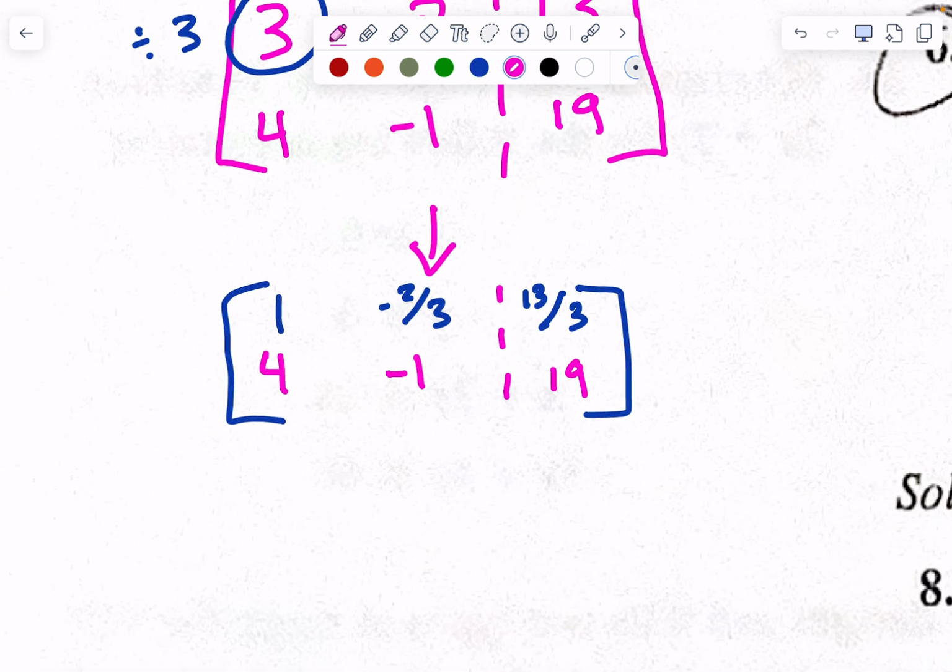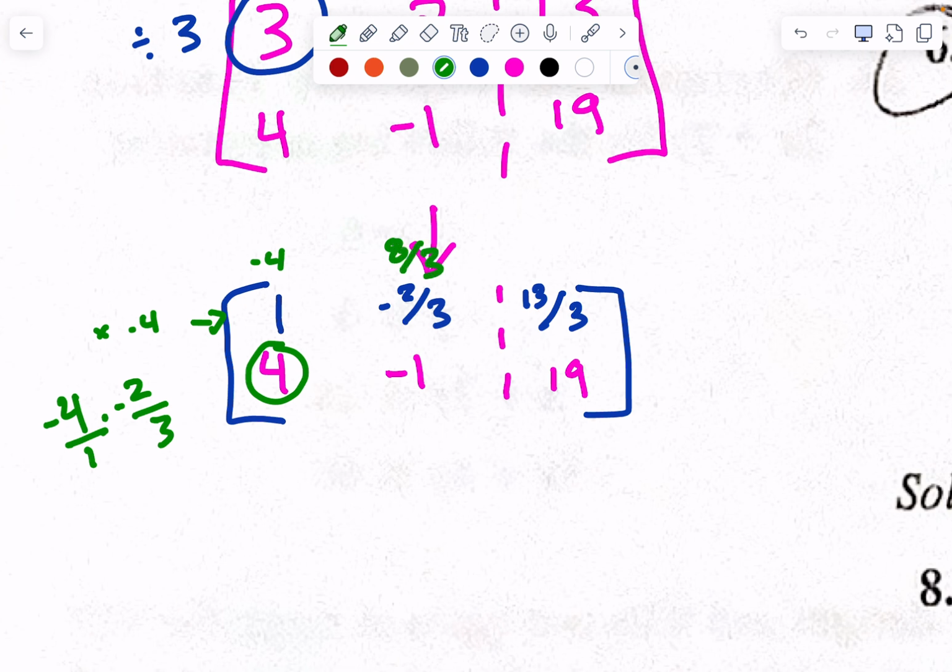Now what do we pick on? The 4. The 4 needs to be a 0. So I take the top row times -4. I just write them up above. -4. What is -4 times -2/3? It should be positive 8/3. Positive 8/3. And then -4 times 13 over 3 would be -52 over 3. Ugh. Okay.